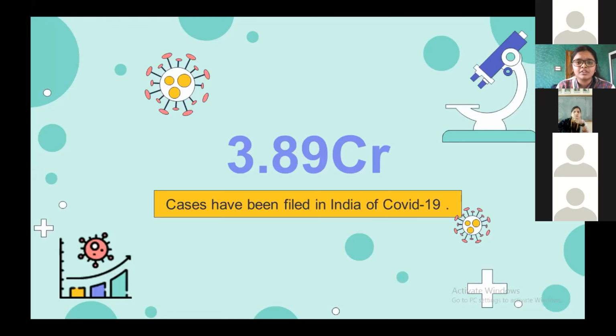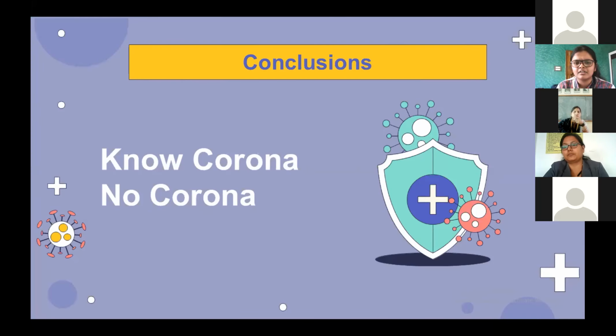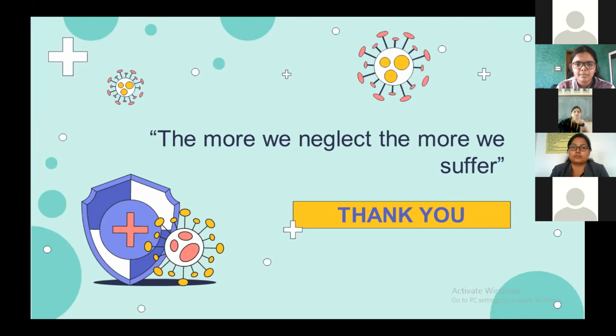Coming to the conclusion, over 3.89 crore cases have been filed for COVID-19 in India itself. So how to prevent it? If we know corona, then we can say no to corona. The more we neglect, the more we'll suffer. So for preventing the corona, we need to cure it from the initial state to avoid suffering in the future. Thank you.